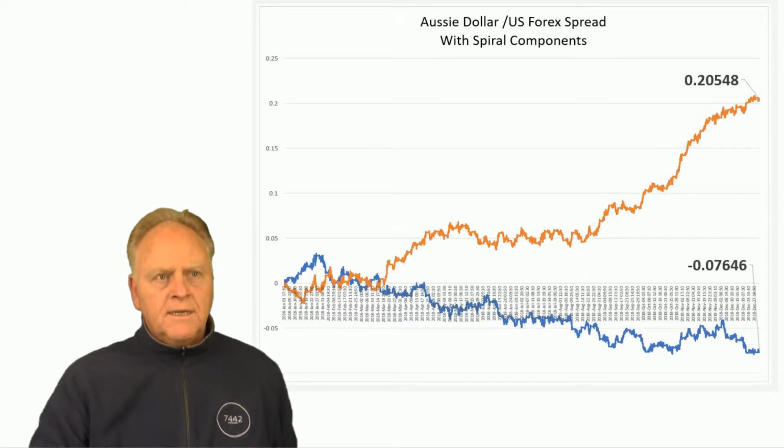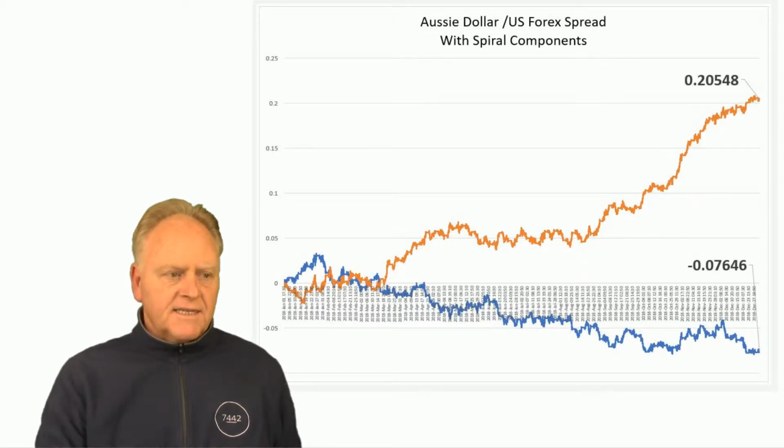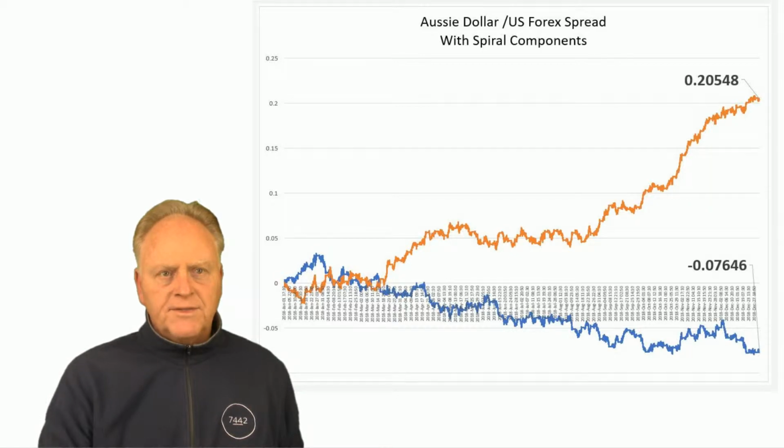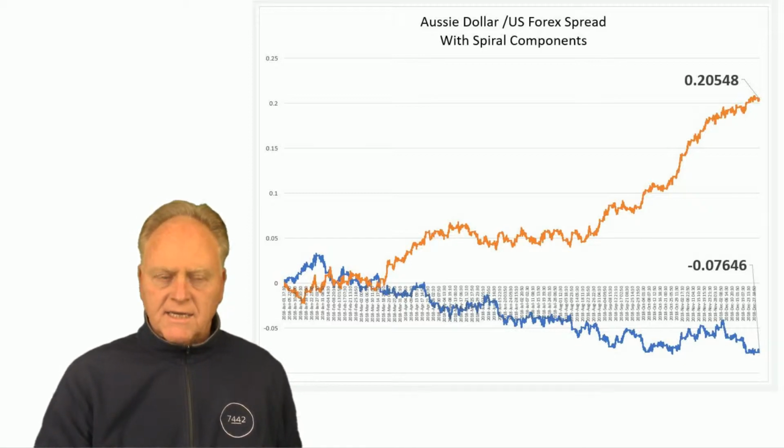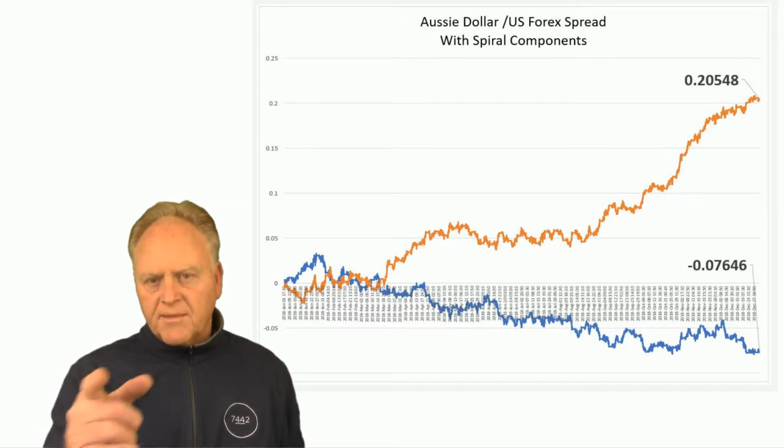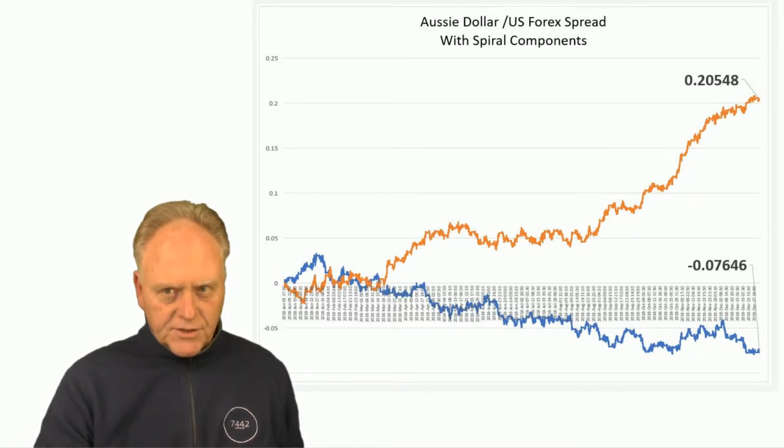He gave me, for example, the Australian dollar spread. The best combination I could find using the octet array was 0.20548 compared to a loss of 0.07646. So in other words, it almost tripled the inverse function of the regular market. If the market was down 0.07, it was up almost 3 times as much by using the octet array for pre-computed buy and sell signals into the infinite future.